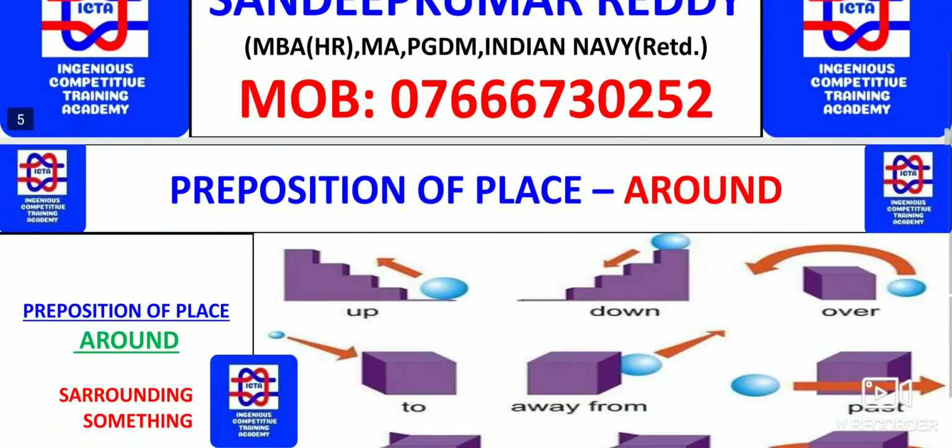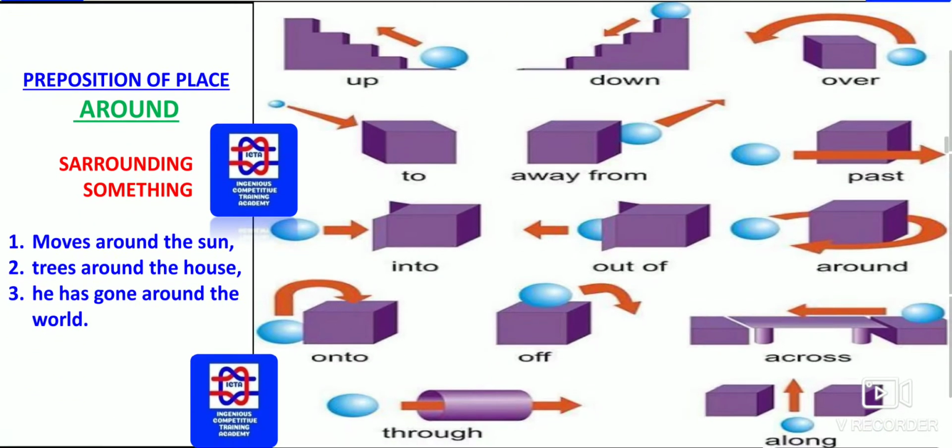Next we have preposition of place, that is around. How exactly can around be used? Around means surrounding something. Earth moves around the sun, that is circling. Trees around the house. We have trees around the house. He has gone around the world. He has gone all over the world by going around the world. So you can directly go through the figures and see how it has been given through picturization. I hope you can understand how the pictures are.